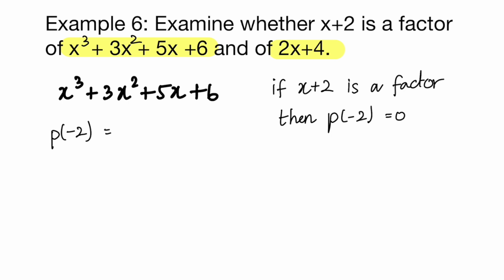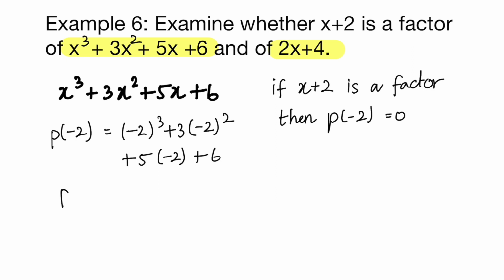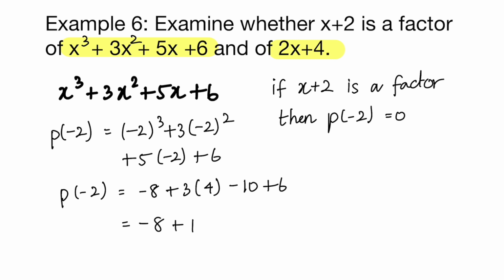So minus 2 cube plus 3 into minus 2 squared plus 5 into minus 2 plus 6. So p of minus 2 is equal to minus 2 cube is minus 8, plus 3 into minus 2 squared is 4, plus 5 into minus 2 is minus 10, plus 6. So that is minus 8 plus 3 times 4 is 12, minus 10 plus 6.